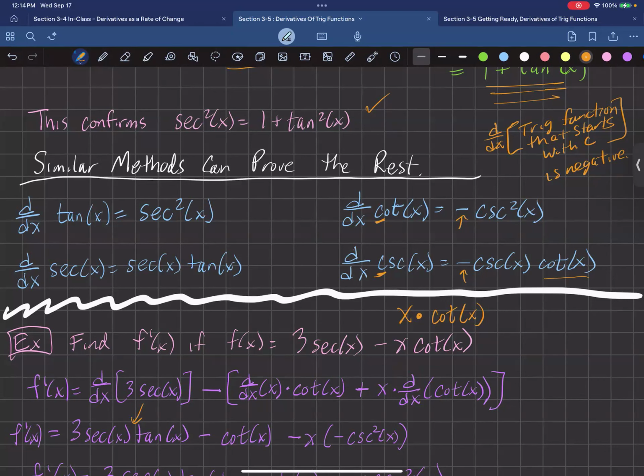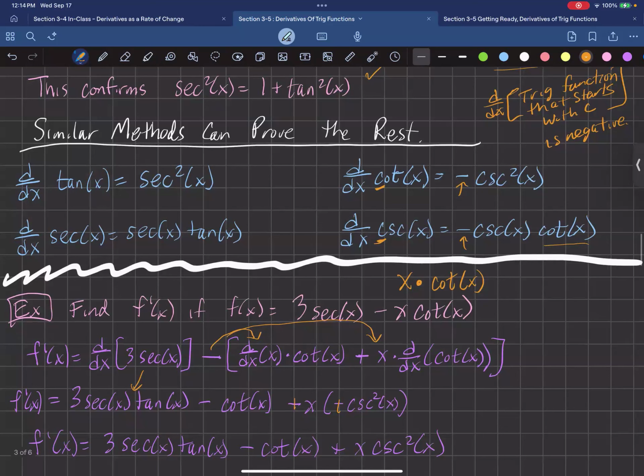And when we do that, we get rid of the x. The derivative of x is 1, so cotangent x is what remains. Remember, this negative has to be distributed to both terms. When we take the derivative of cotangent x, we have negative cosecant squared x. It was also negative from distributing the negative sign, so those will turn into a positive. And we should end up with 3 secant x tangent x minus cotangent x plus x cosecant squared x.